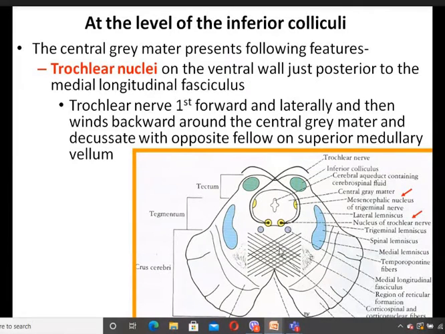We discussed before the medial longitudinal fasciculus in the pons and the medulla oblongata. The trochlear nerve first goes forward and then laterally, and then winds backward around the central gray matter and decussates with the opposite fellow on the superior medullary velum like this. So this is the trochlear nerve and this is the trochlear nerve nucleus.